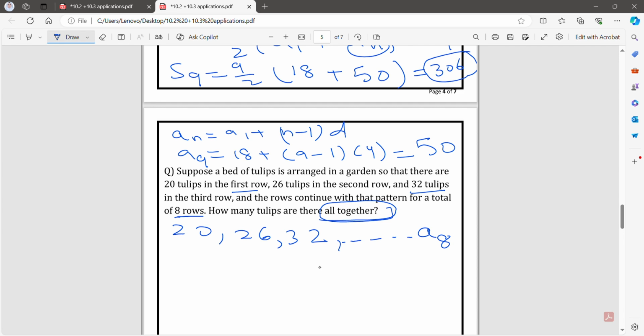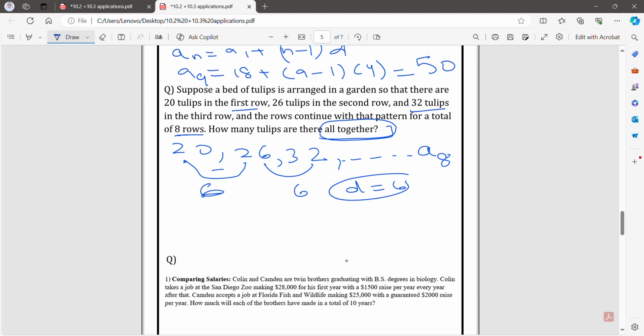But first we have to check, is it arithmetic or geometric? So first find the common difference. 26 minus 20 is 6. Then 32 minus 26 is also 6, right? So the common differences are the same. It means d equals 6. So this is an arithmetic sequence, and again we have to use the arithmetic sequence formula to find the sum.